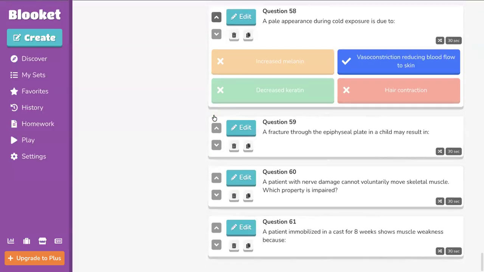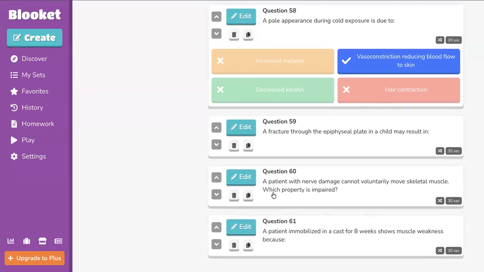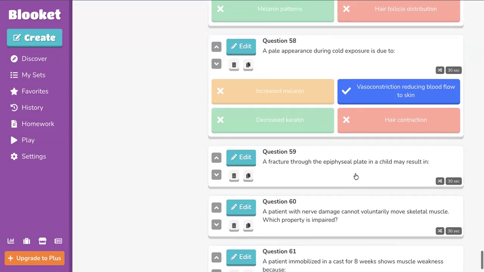Okay. A fracture. I already talked about that. Yeah, I think that's it. Those are the 61 questions. If I missed anything, I apologize. I'm still working on this block it.